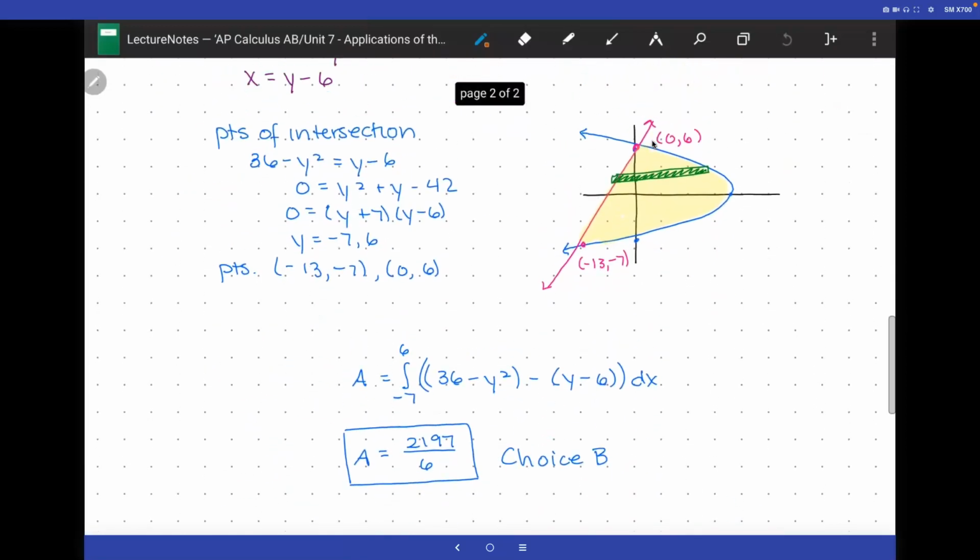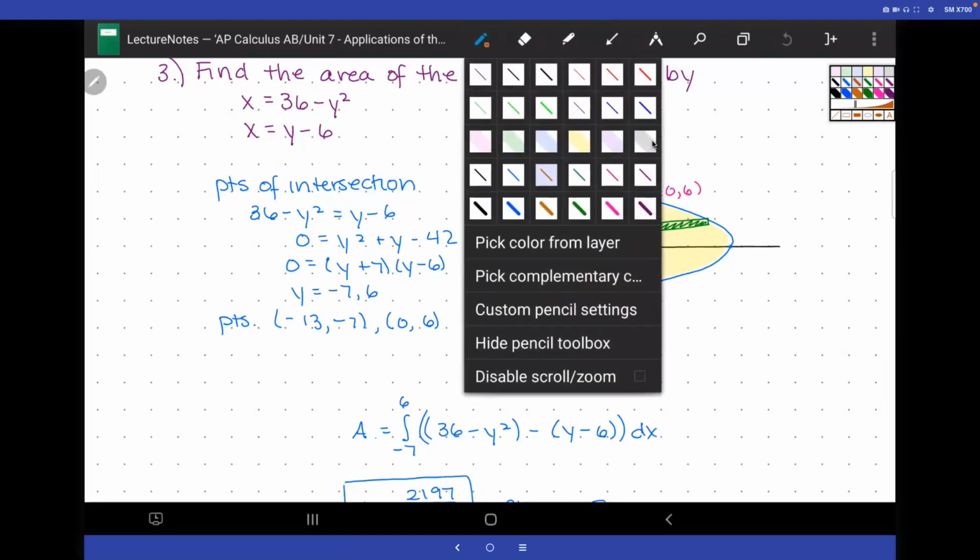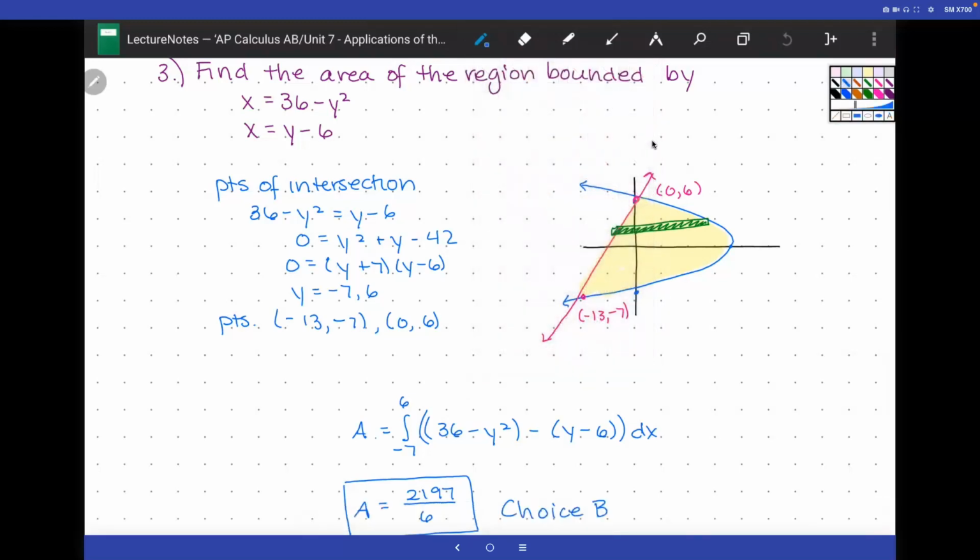All right, and then there is number 3. Now, one thing I want to point out with number 3. Oh, I have a silly. Anybody see the silly mistake? The answer is right.